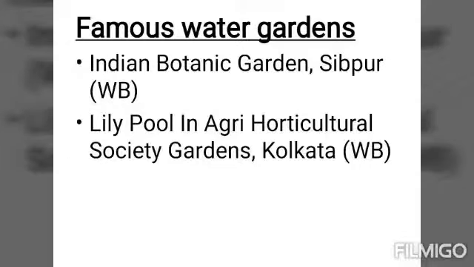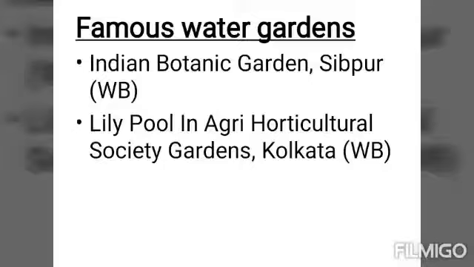So in India, you can find some of the famous water gardens, like for example the Indian Botanic Garden, Shibpur, that is in West Bengal. It has the floating leaves of giant lily, which is also called Victoria regia. Its botanical name is Victoria regia, and it's one of the eye-catching features.